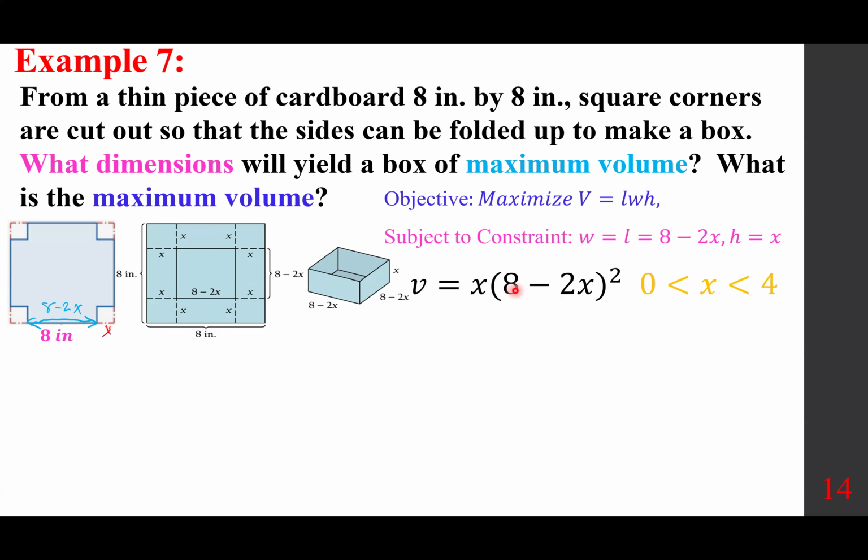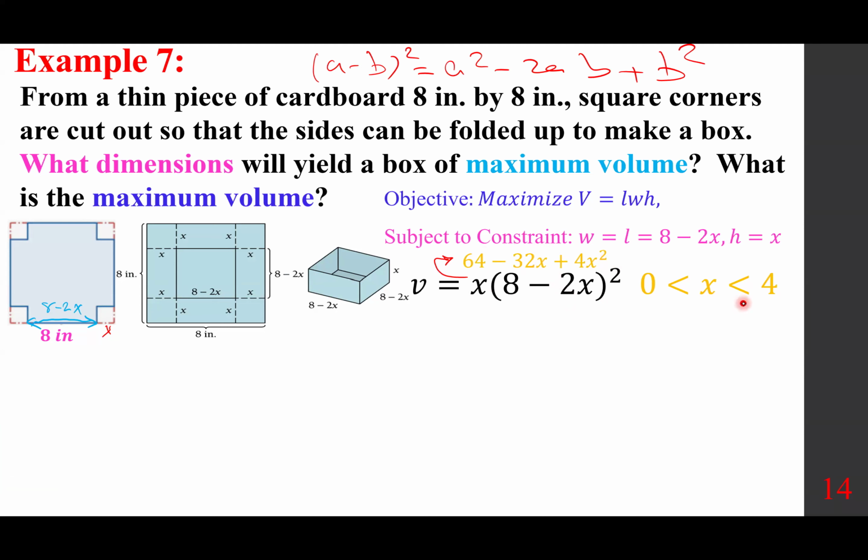Now this one is 64 minus the product of these two, minus 32x, and then you get 4x squared. So I'm assuming everybody remembers: let me write that. (A minus B) squared is A squared minus 2AB plus B squared. That's what we are using. And we are going to multiply by x. When you multiply by x, you get 64x minus 32x squared plus 4x cubed.